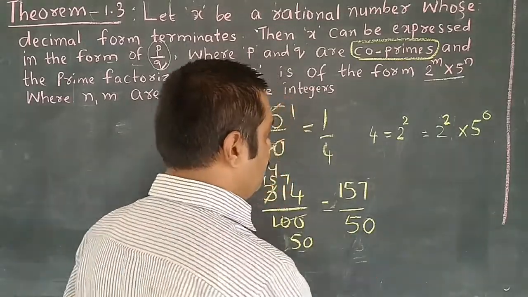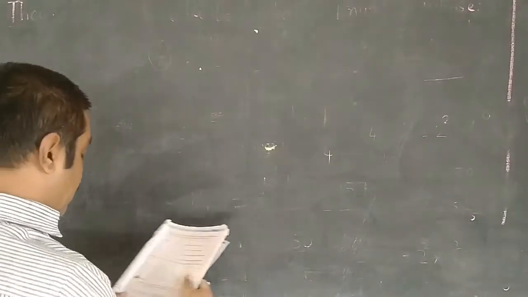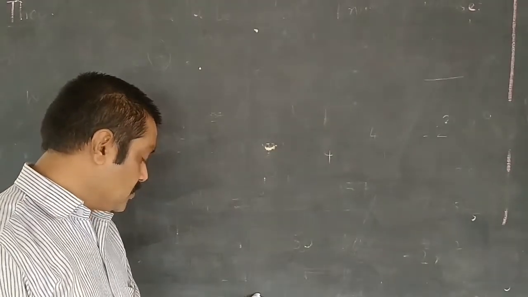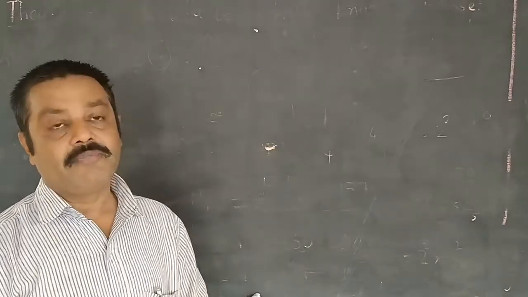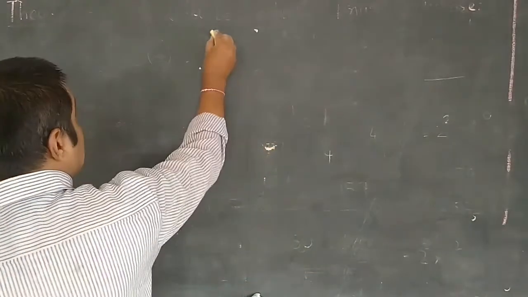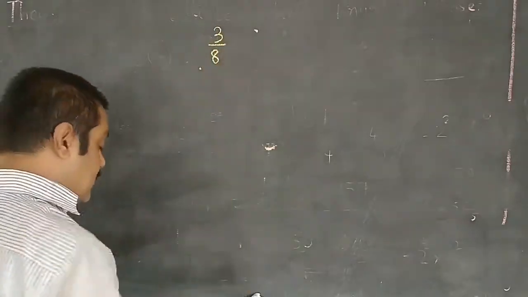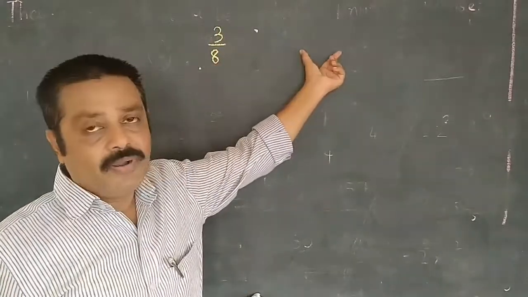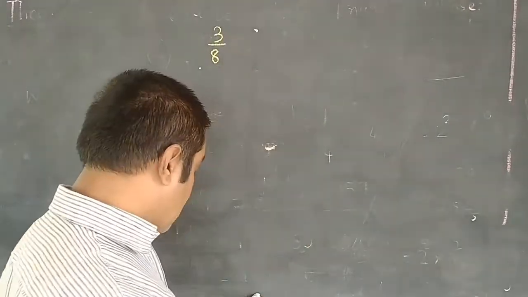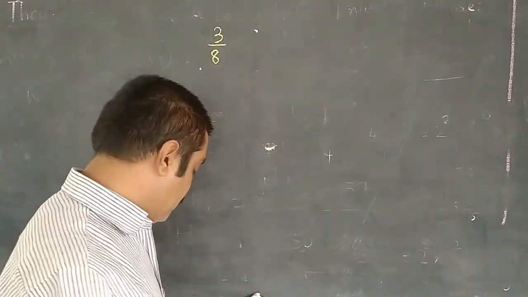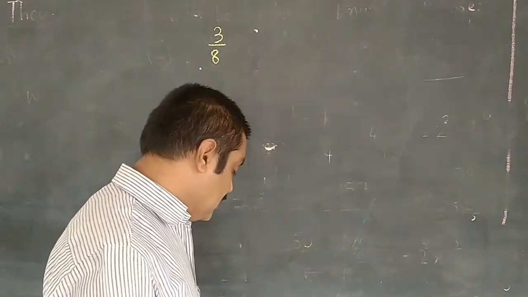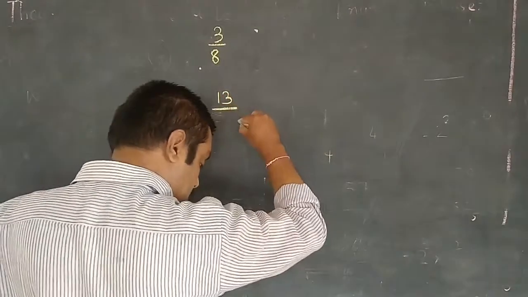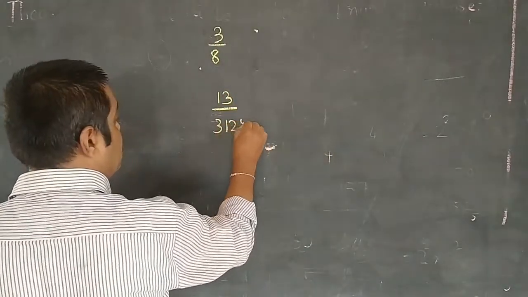Then take exercise 1.3, which says: write the following rational numbers in their decimal form and also state which are terminating or which are non-terminating repeating decimals. Just take as example 3 by 8. He is asking to write this number in decimal form. Is it a terminating decimal or non-terminating decimal? He is asking to check. Next, the second bit of questions. Example 13 by 3125 is one question.